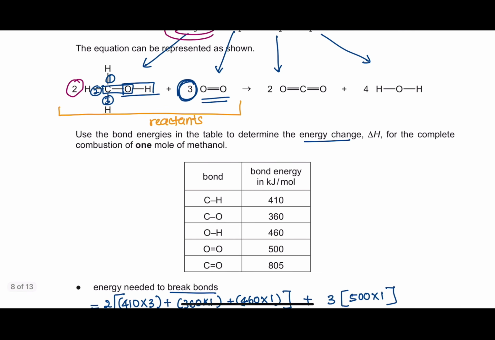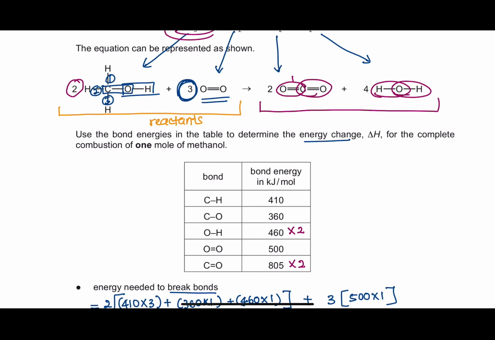Now the next part is asking you to calculate the energy released when the bonds are formed. So for the bonds formed, you need to look at your products. So as you can see here, you have got 1 and 2 double CO bond. So you have to multiply this by 2. And then you have got 2 OH bond. So you need to multiply this by 2 as well.